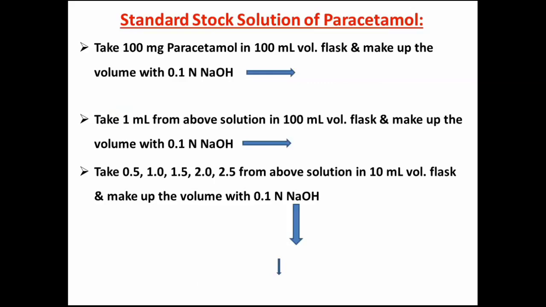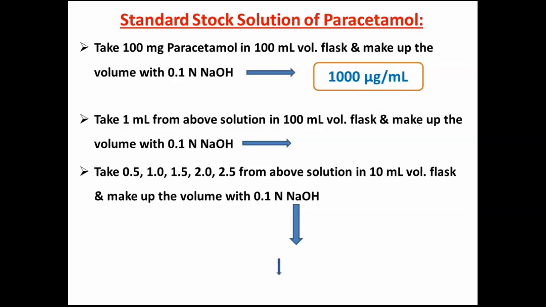Next, how to prepare the standard stock solution of paracetamol. For that, we have to take 100 mg paracetamol in a 100 ml volumetric flask and make up the volume with 0.1 normal NaOH. So we will get 1000 microgram per ml. That is, we can call it 1000 ppm. ppm and microgram per ml are the same.